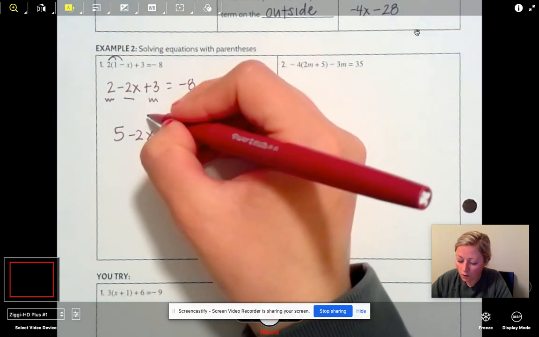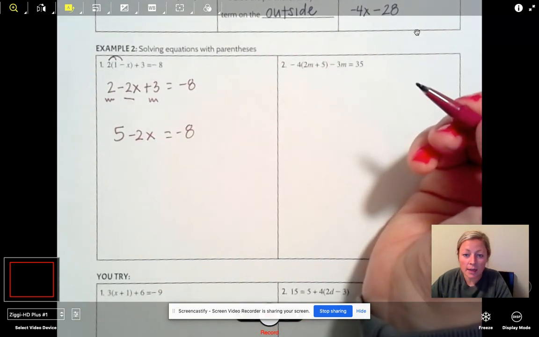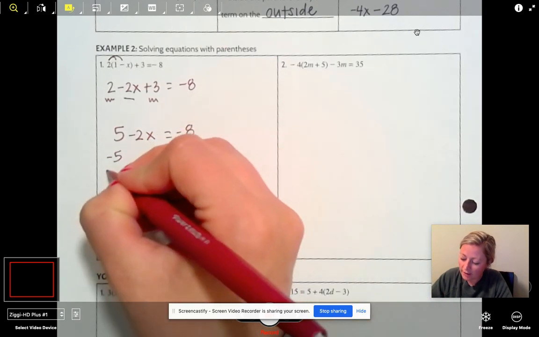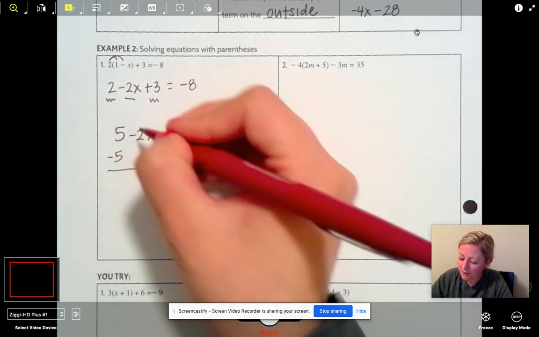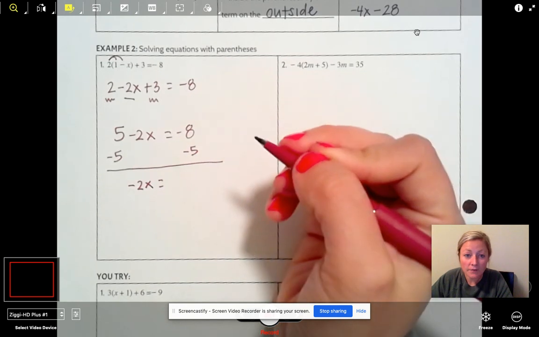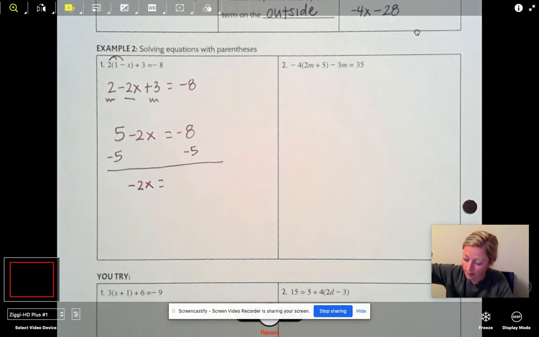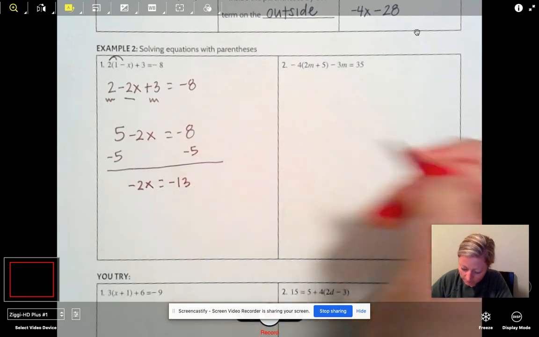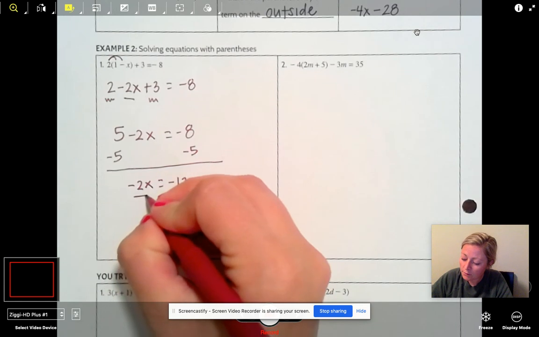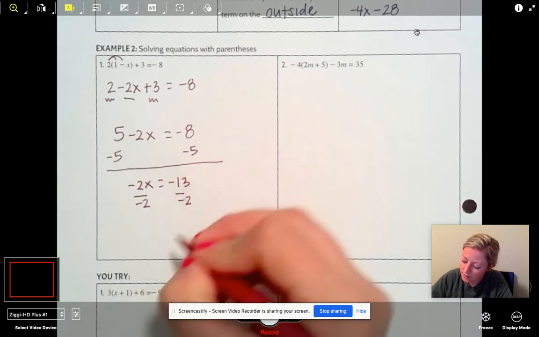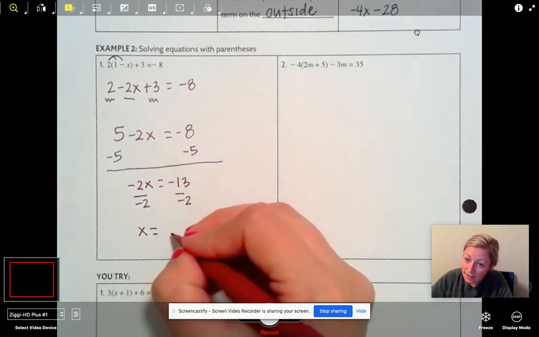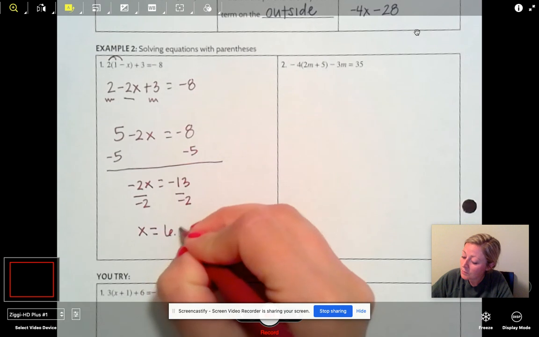Now remember, our goal is to get x by itself, so we have to first move over the 5. How do you undo add 5? Well, we're subtracting it. My 5's will cancel, so I get -2x. -8 minus 5 more, so we're going more negative. -13. And then how do I undo times by -2? Well, we divide by -2. -13 divided by -2. It's not a whole number, but it is 6.5.